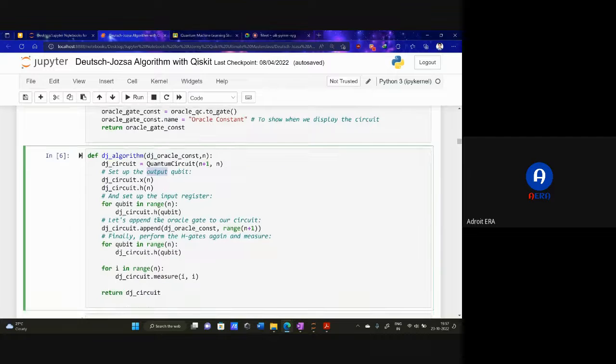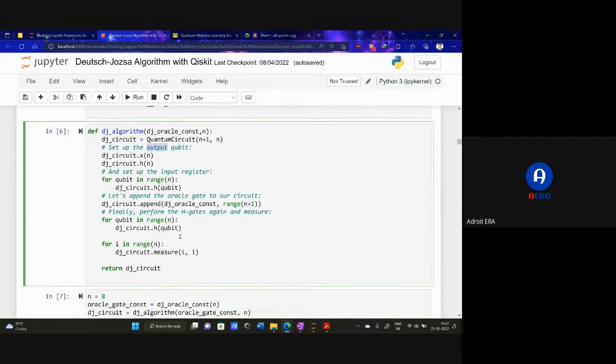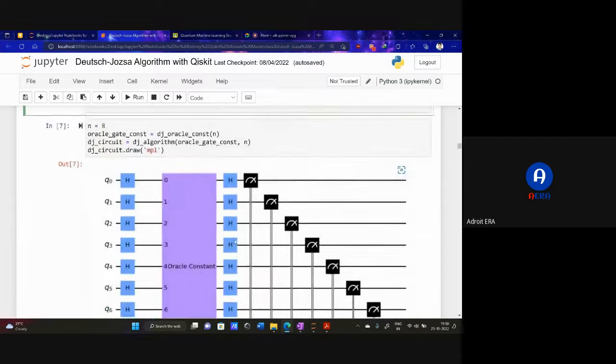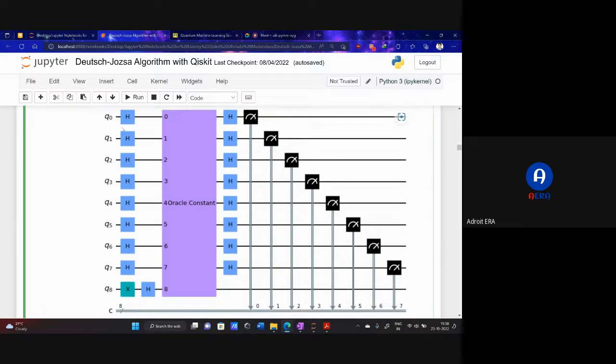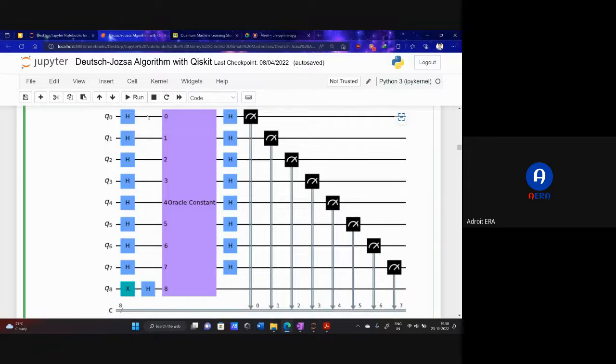Then you set up the input register and the output register, and then you append this oracle. Once you append this oracle, you apply the Hadamard gate, and then you get this circuit. Look at this nice circuit. N is equal to 8 qubits. That means the first N qubits are the first register. Look at this, this is the first register. It is 8.